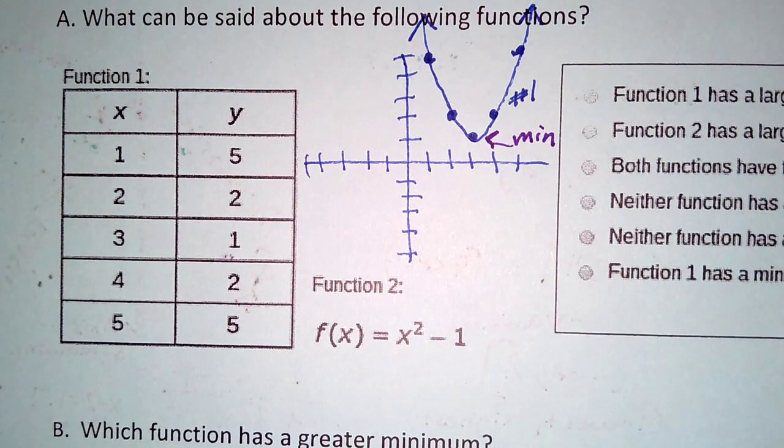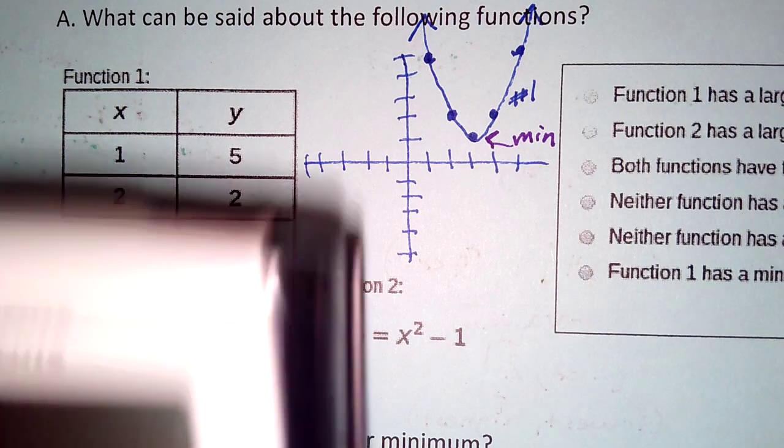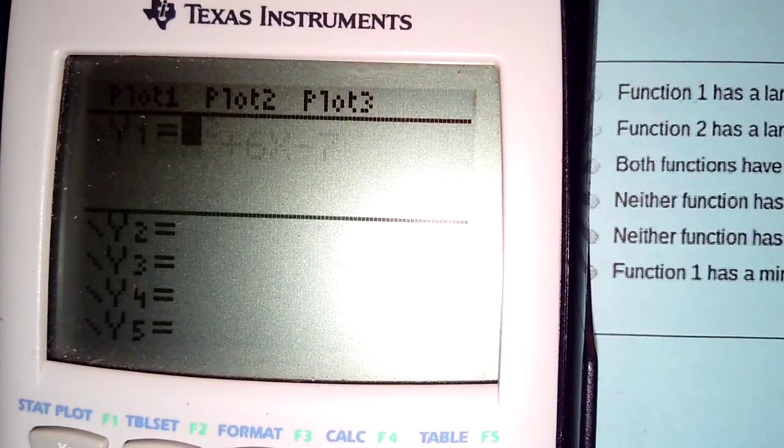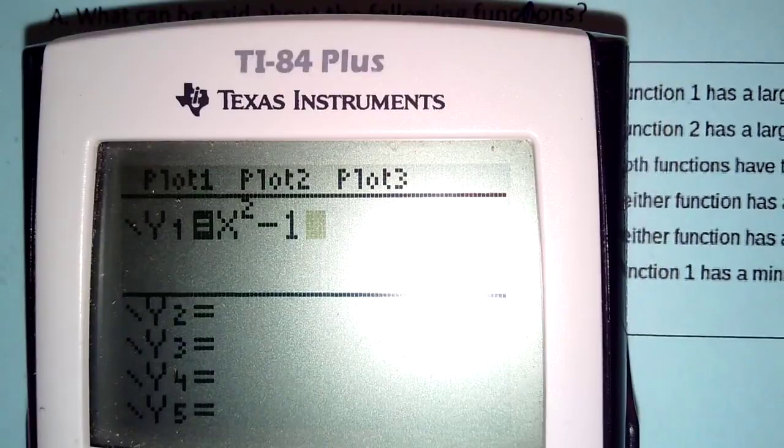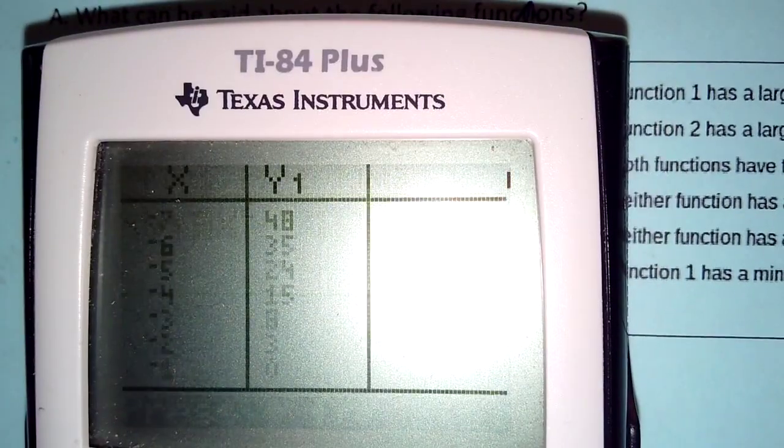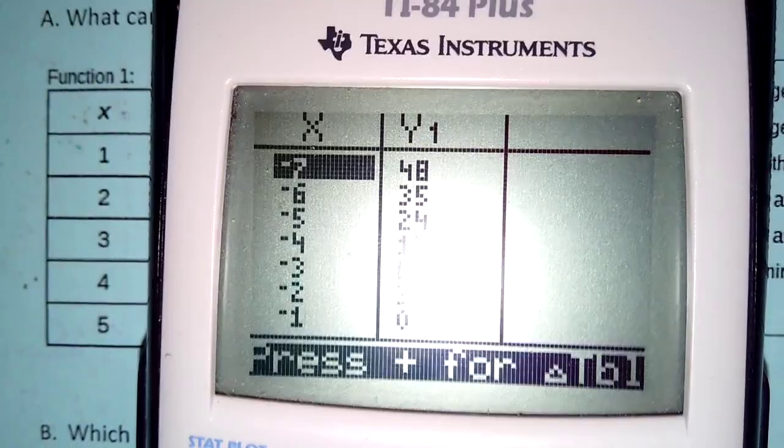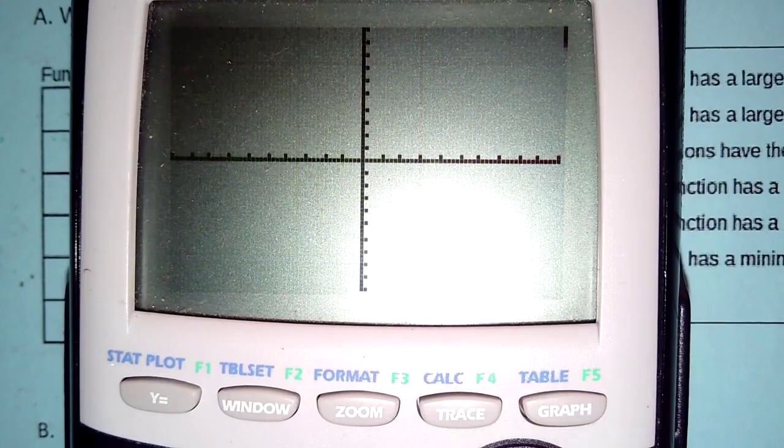Now, the graph x squared minus 1, to save myself some work, I'm just going to type it in. I'm just going to put it in my calculator. So y equals, clear, x squared minus 1. Second table. I'm going to look at the table. Oof, there's a lot going on. I'm going to look at my graph really quick so I can see what's happening.